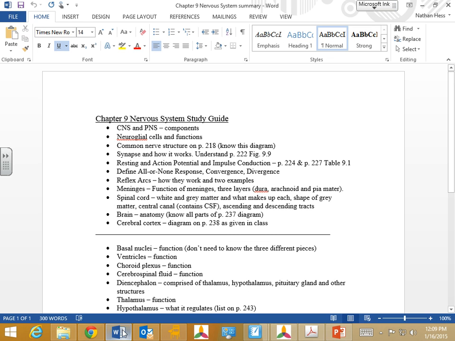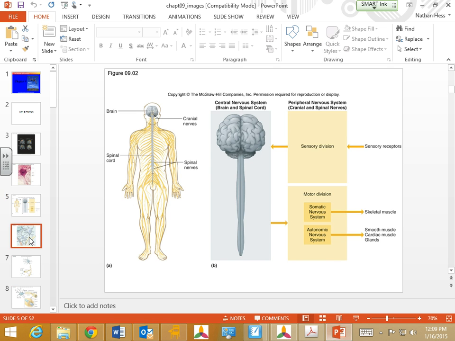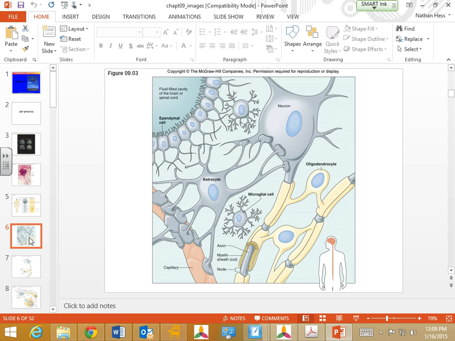We move to neuroglial cells and their functions. This is this lovely picture here, talking about astrocytes and oligodendrocytes and ependymal cells and microglial cells. And there's one more that I can't remember. Instead of an oligodendrocyte, what is it? They produce the myelin sheaths, but there's two of them that both produce myelin sheaths. Schwann cells, thank you.